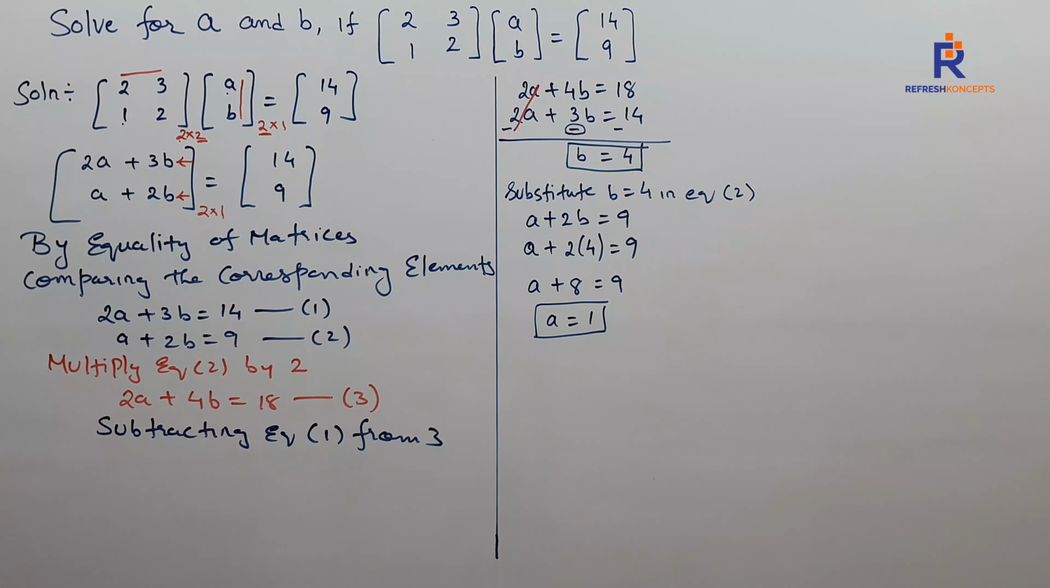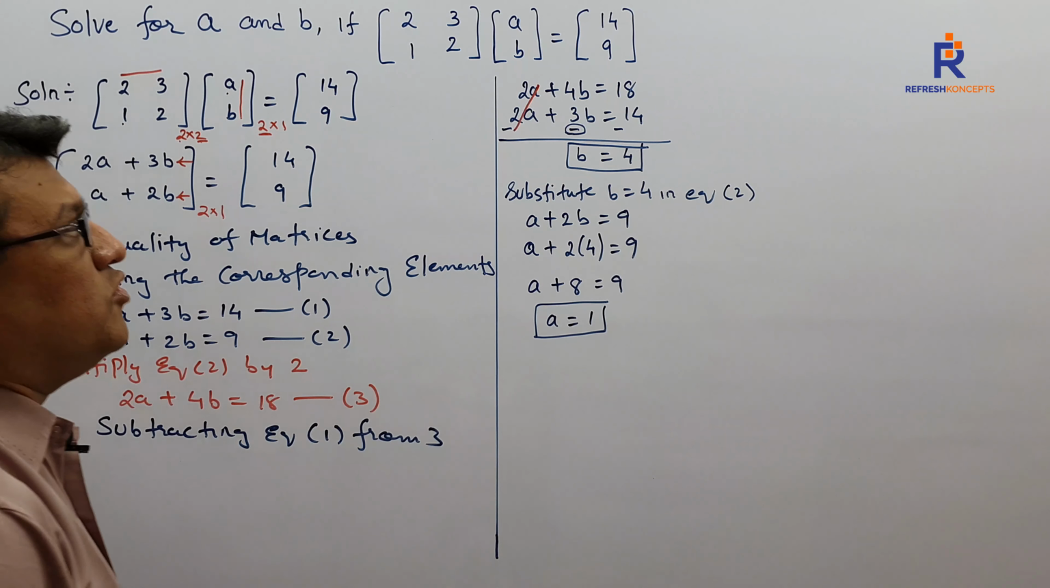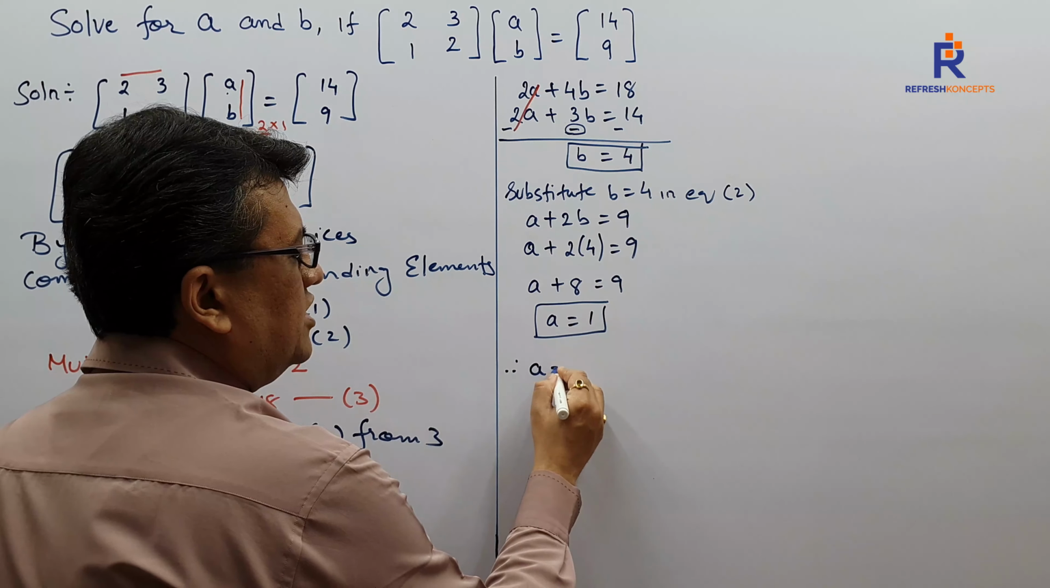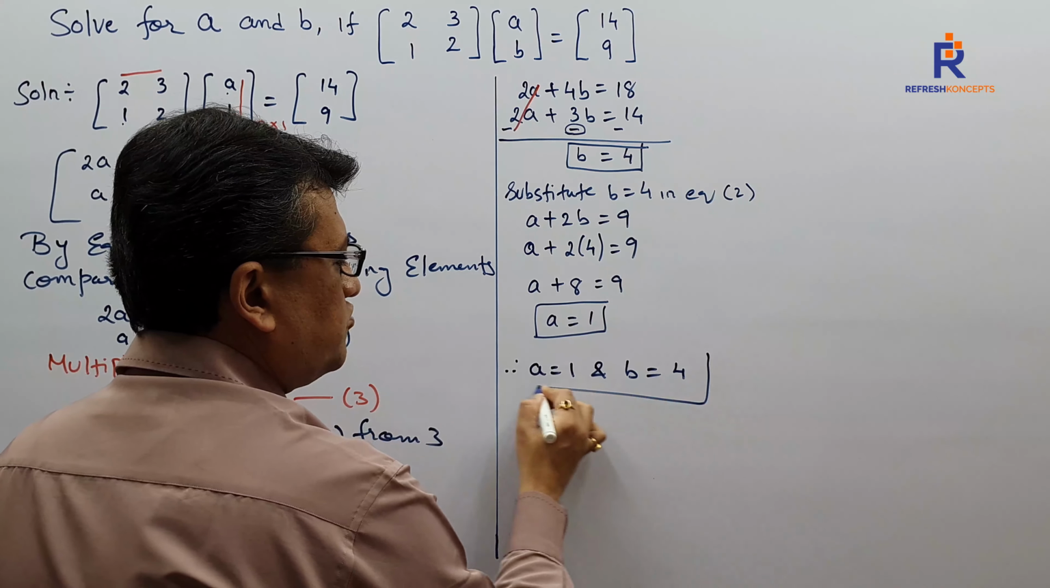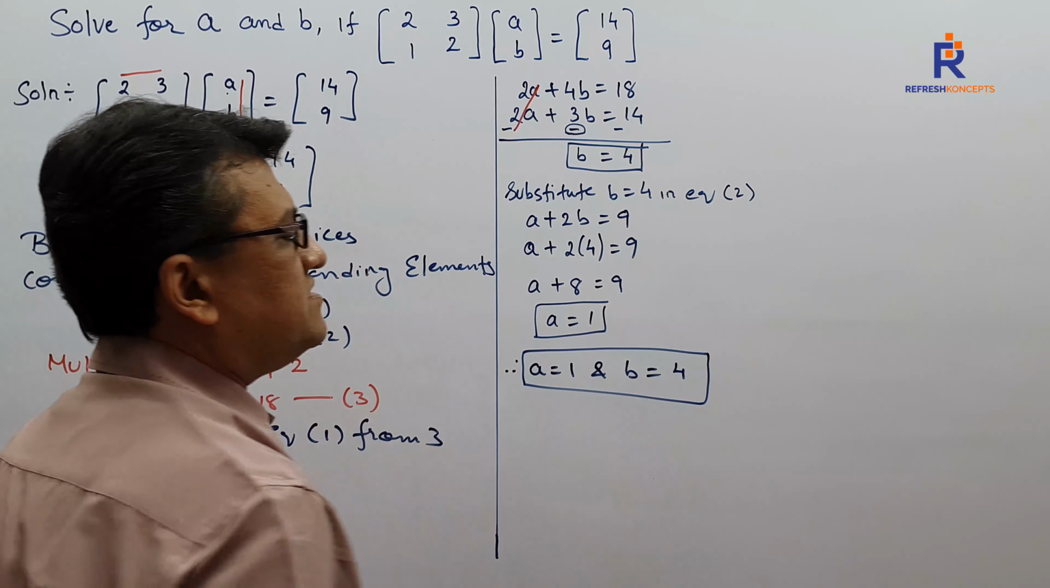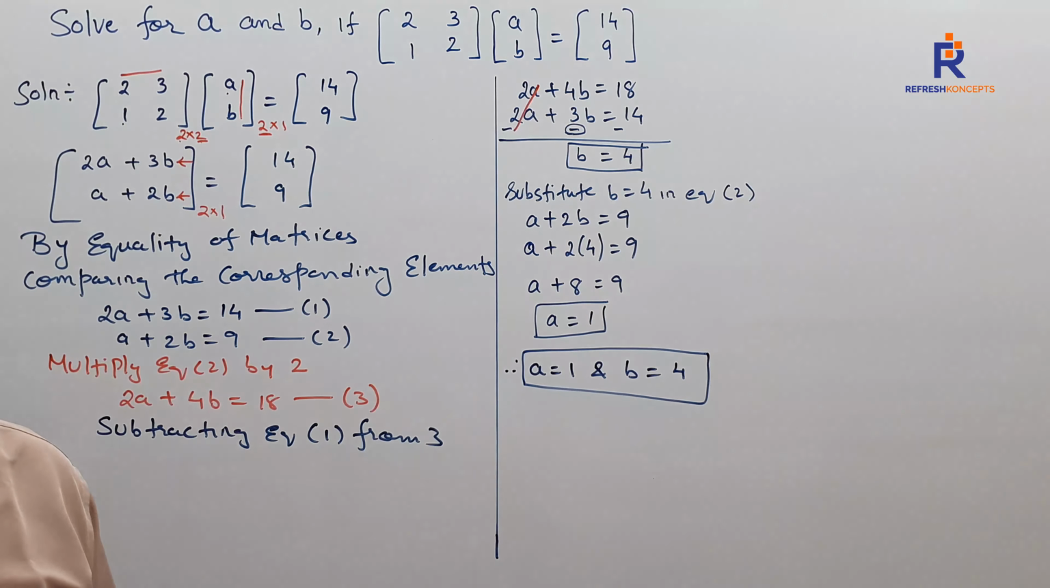They just asked us to solve for A and B. We were supposed to find out A and B. The value for A that we got is 1, and that of B is 4. Therefore, A equals 1 and B equals 4. This is our final answer.